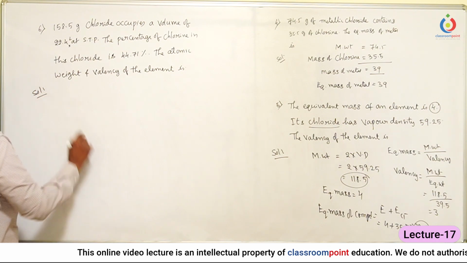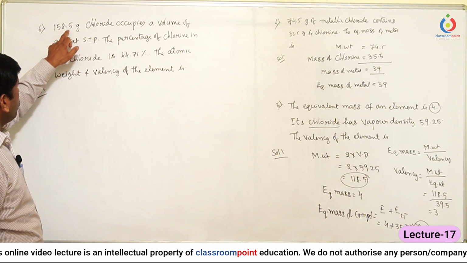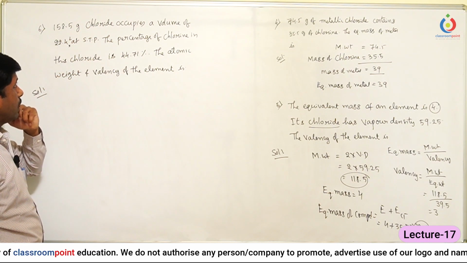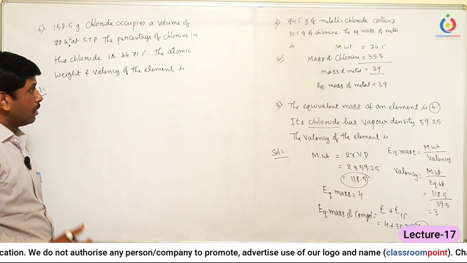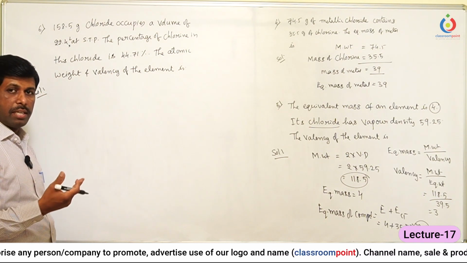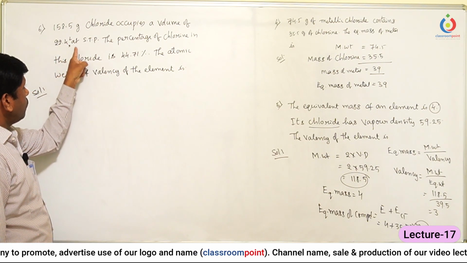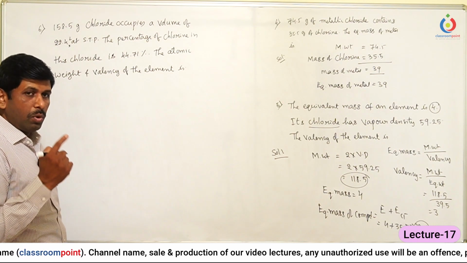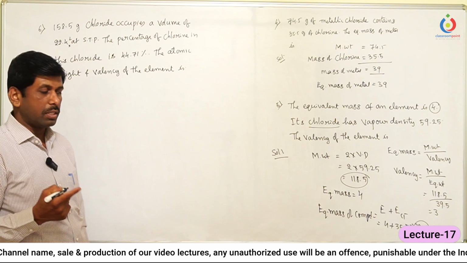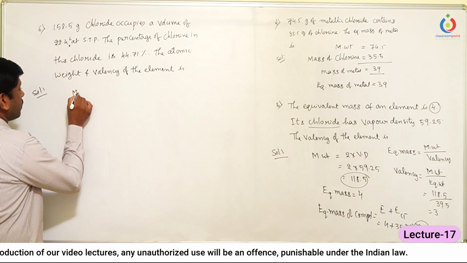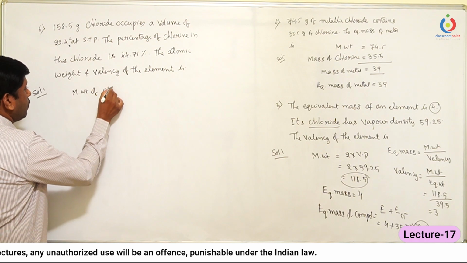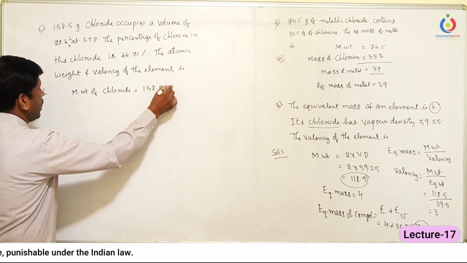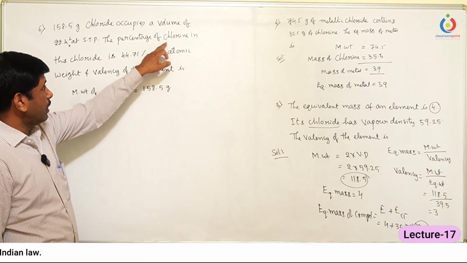So let us solve this question. They said 158.5 grams of chloride occupies 22.4 liters at STP. It is very clear that the compound is a gas. It is occupying 22.4 liters at STP, which means this could be the molecular mass of that compound. Why? Because 1 mole of any compound occupies 22.4 liters at STP. So the molecular weight of chloride is equal to 158.5 grams. See, percentage of the chlorine is given.